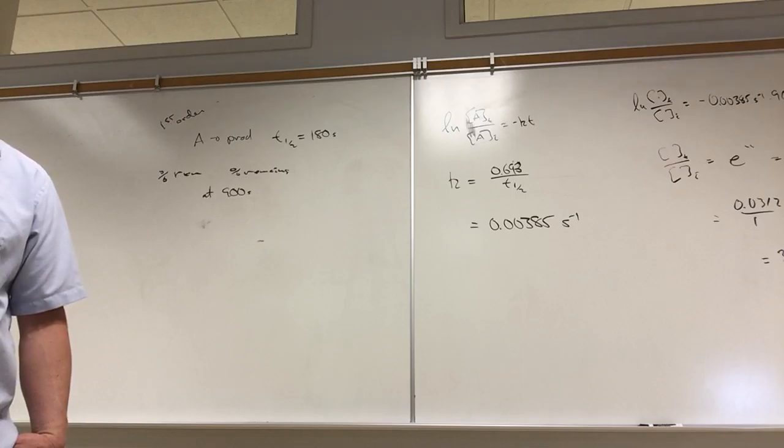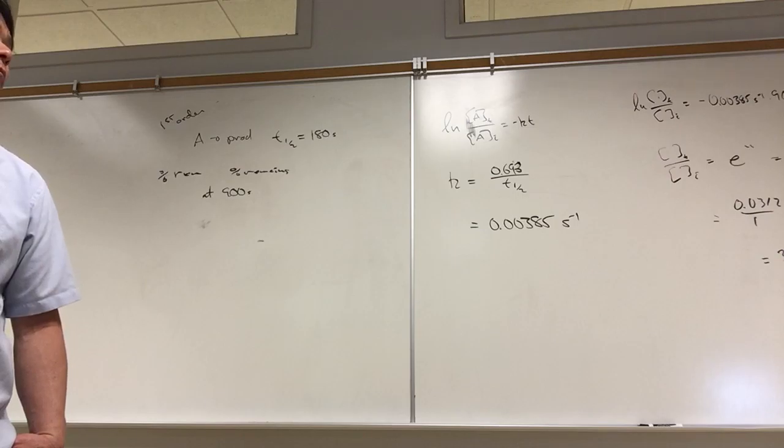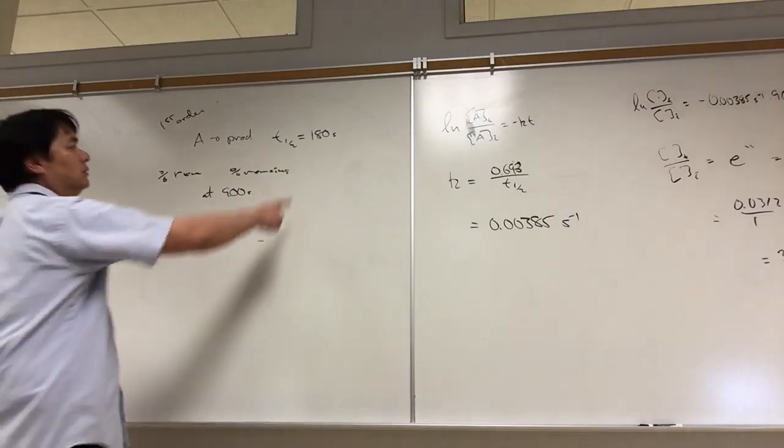Yeah. Uh-huh. For 0.693 over half-life, for the time, what did you use? Did you use 30, or no, 180? 187?